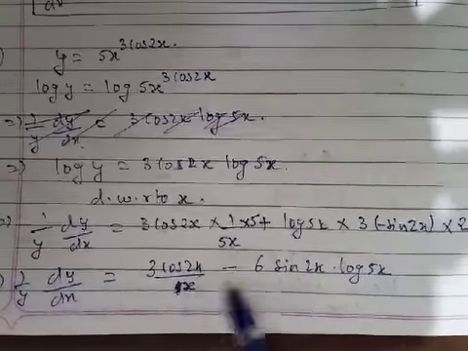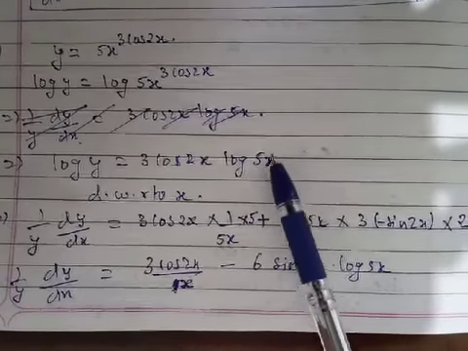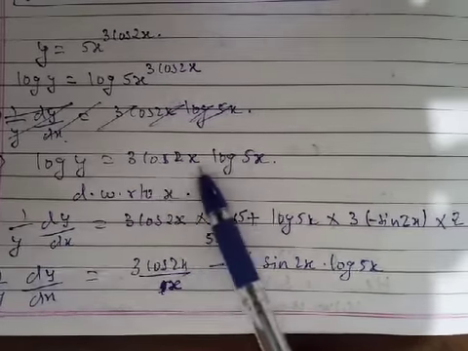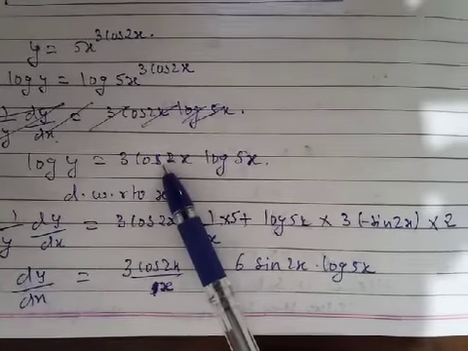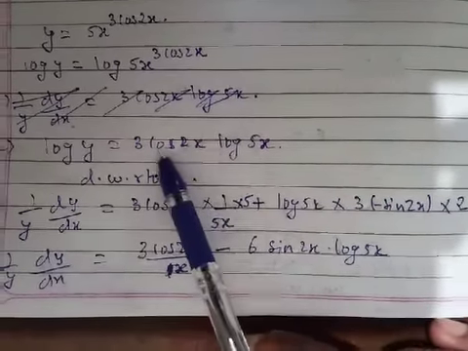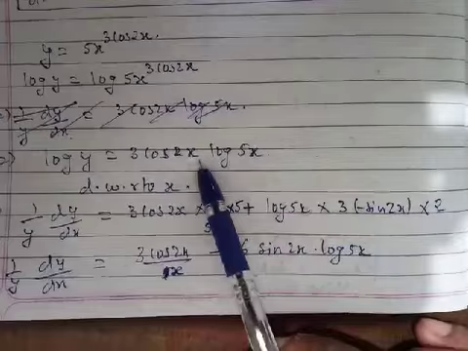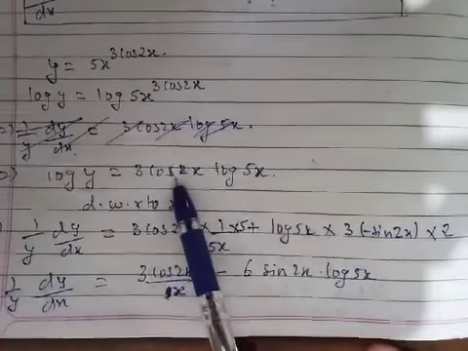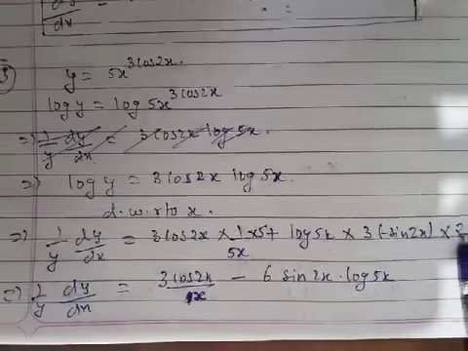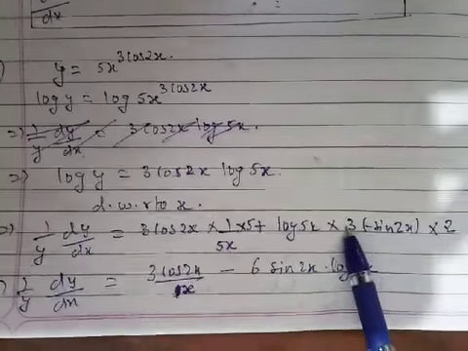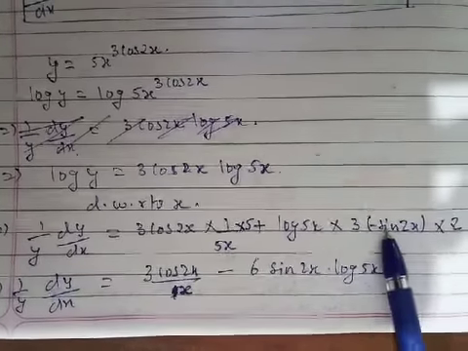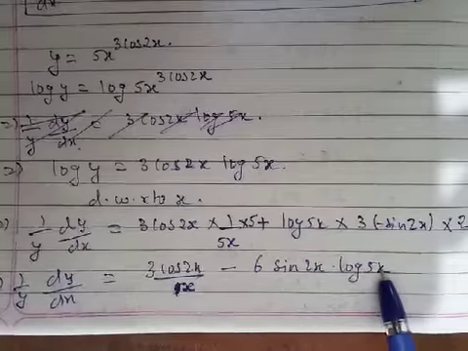Got it? Okay. Now we have to keep log 5x constant, and we have to take the derivative of this one. Listen. The 3 is there, which is constant. We have to take the derivative of cos 2x. Cos 2x with respect to the function is minus sin 2x. Then the derivative of 2x is 2. So 2 times 3 is 6. Okay, plus into minus, minus. So 6 sin 2x into log 5x.